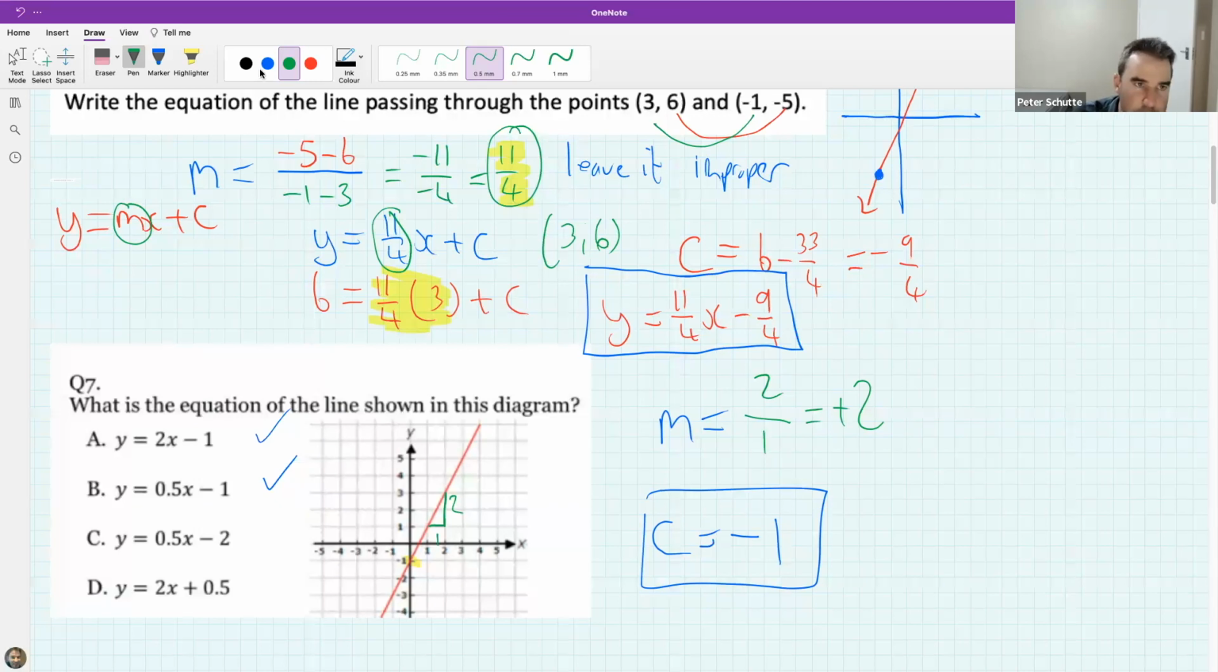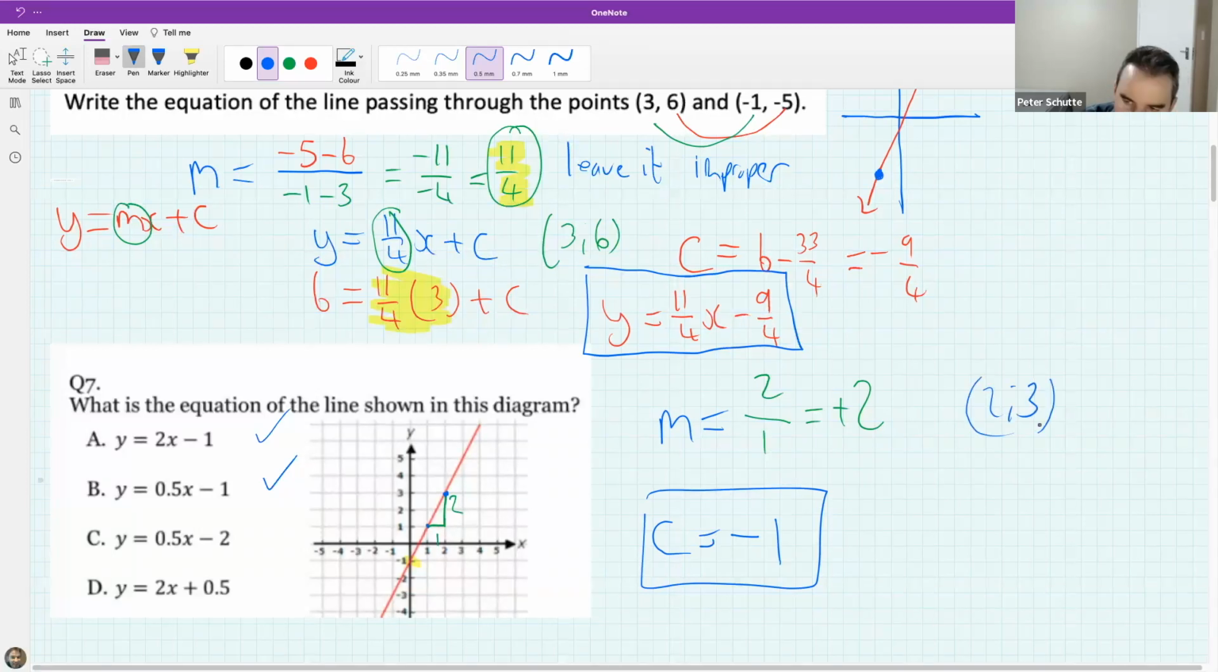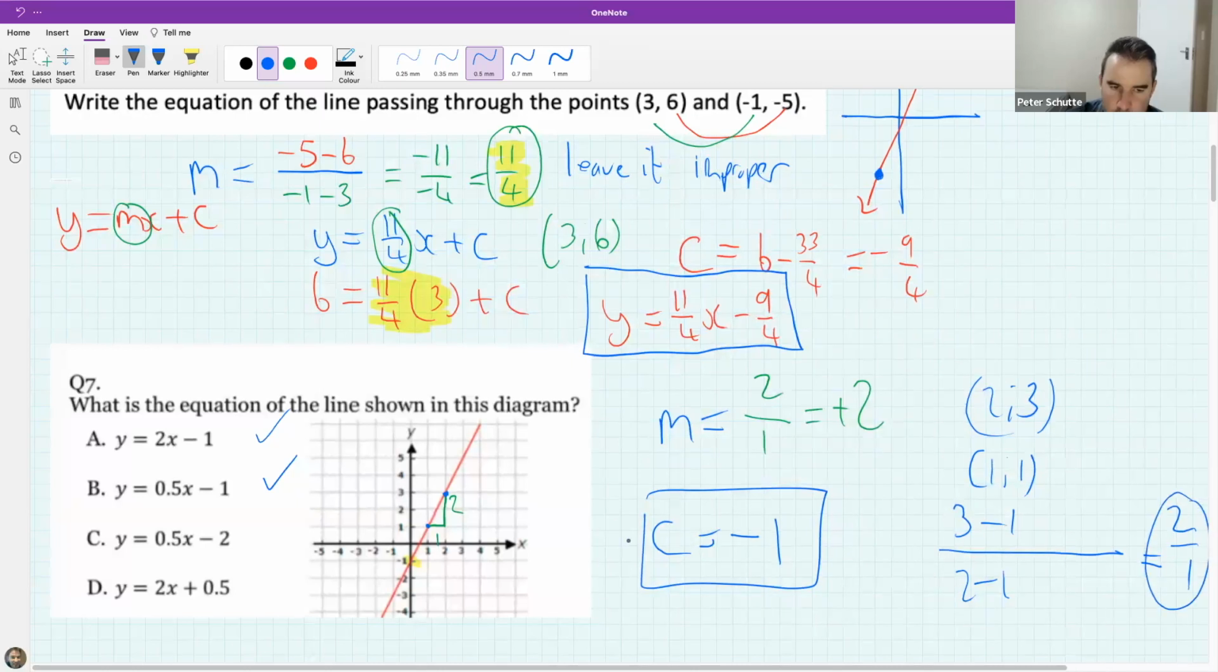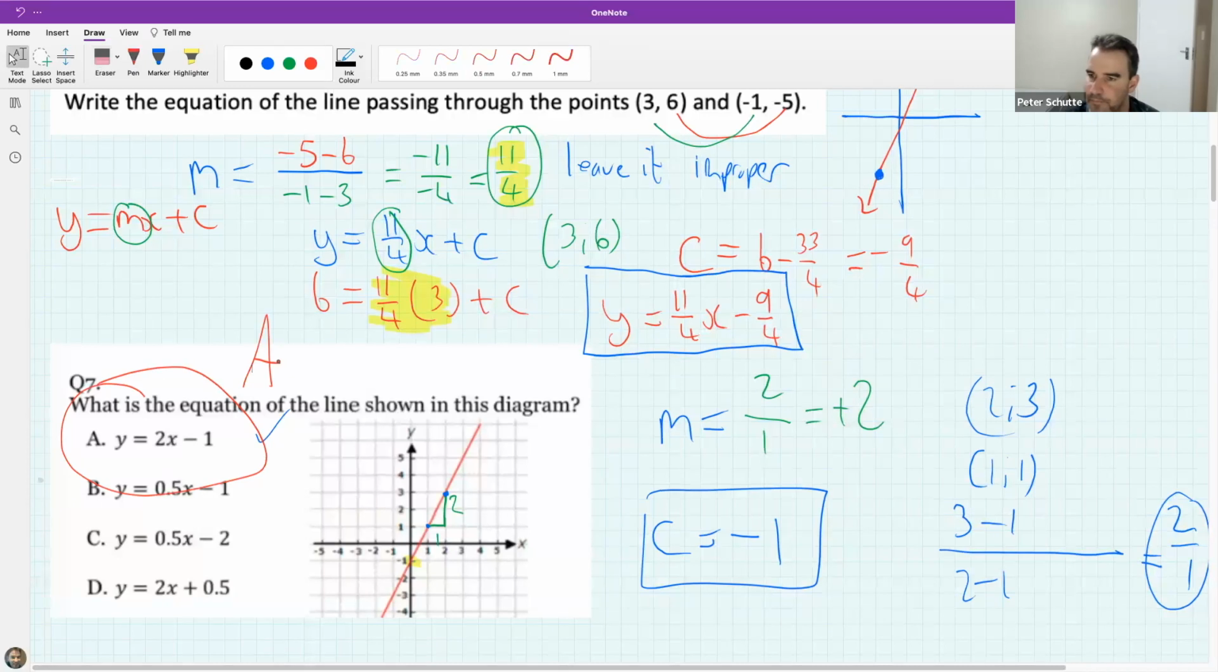Now, if you want to do it with points, that point over there is the point 2, 3, and this point over here is the point 1, 1. Using the gradient formula, you get 3 minus 1 over 2 minus 1, which is 2. But you can also get it by counting, which means the correct answer is A. Why is c the -1? Because I could visually see c is the y-intercept, and that it cuts the y-axis at -1.